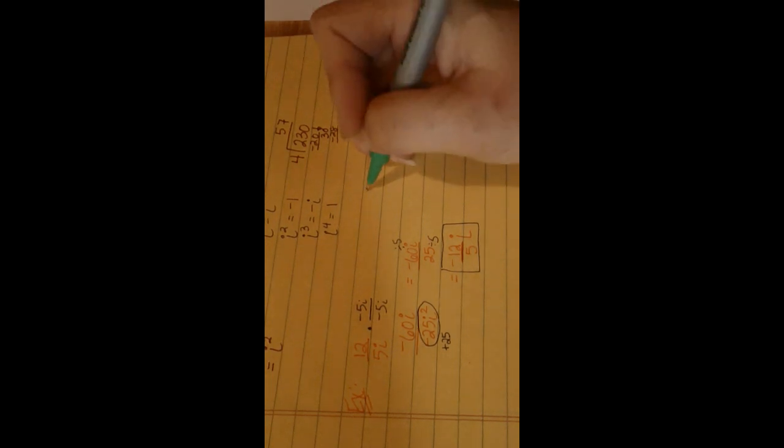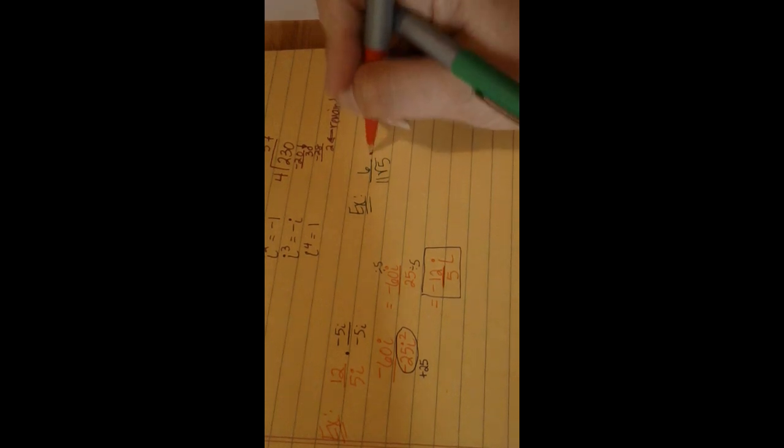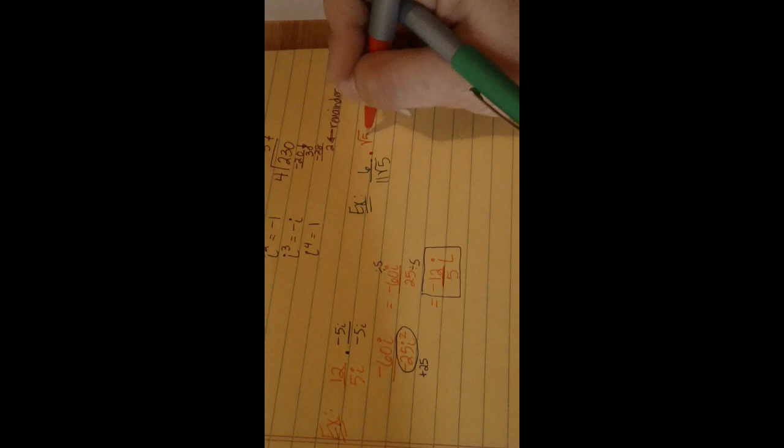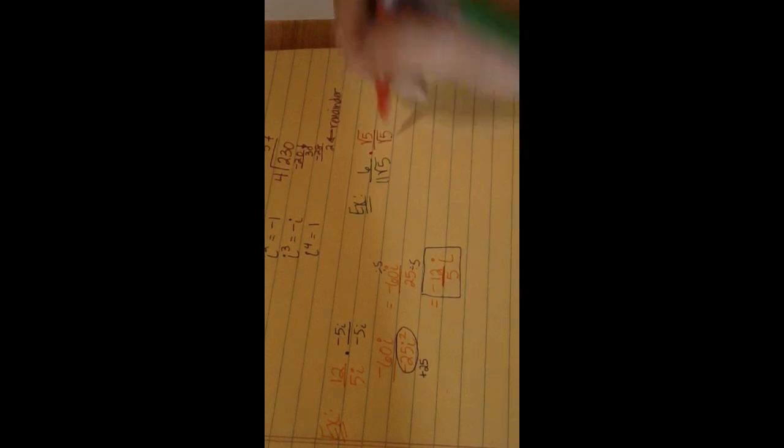Another type of problem for rationalizing the denominator is one with a radical. Let's look at 6 over 11 square roots of 5. This is one that does not have a sum or difference, so it's an easier type of problem. In these kinds of problems, you just have to multiply by the radical over the radical. So I don't need the 11, it's just the square root of 5 over the square root of 5.